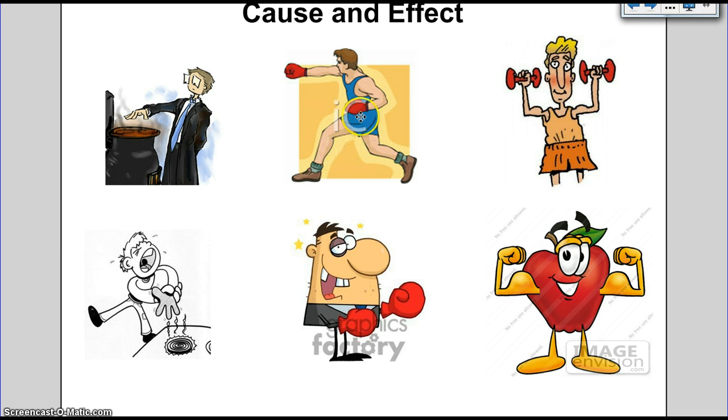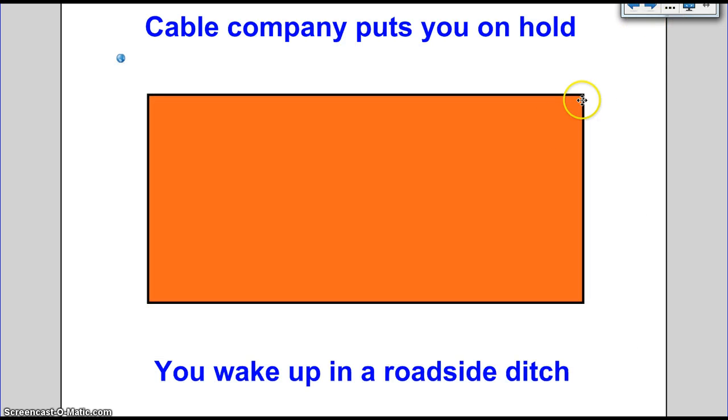So like if I punch somebody in the face, I'm going to get a black eye. If I lift weights, I'm going to get strong. If I touch something hot, then I'm gonna burn myself. So that's cause and effect. That's what you see.